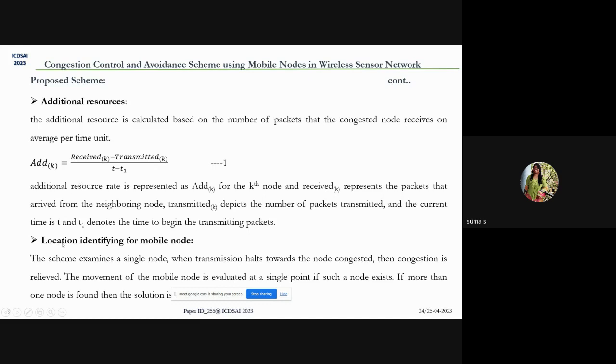Next, we identify the location for the mobile nodes. So whenever the transmission halts towards the congested node, then the congestion is revealed. The movement of the mobile nodes is evaluated at a single point. If such a node exists, and if more than one node is found, then this solution is applied.